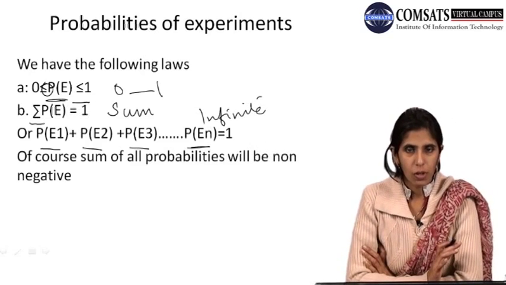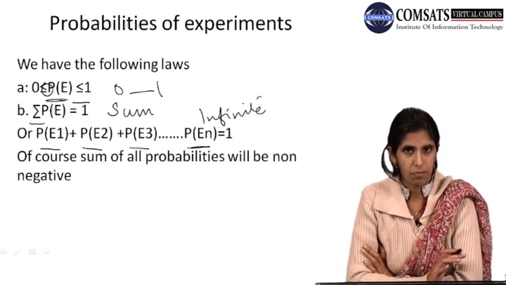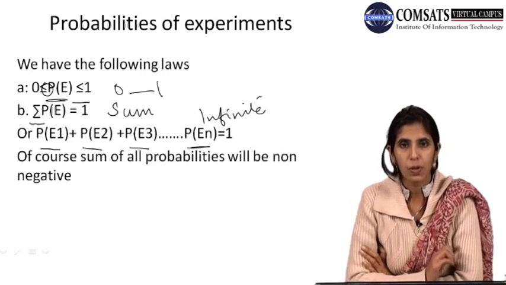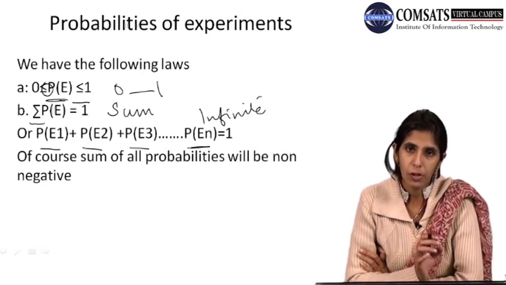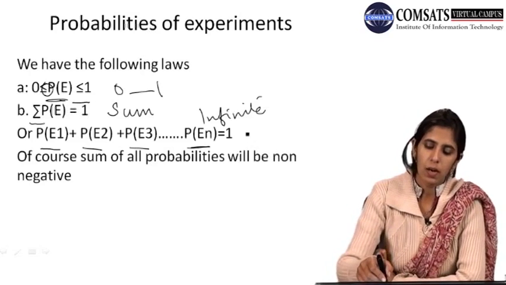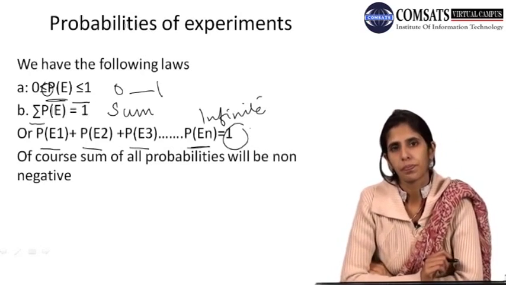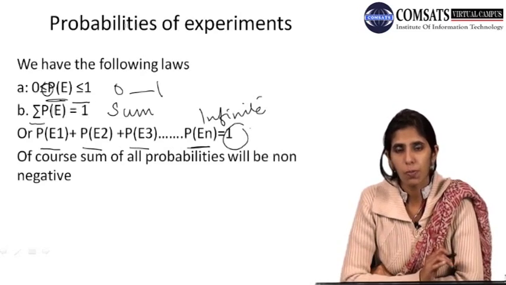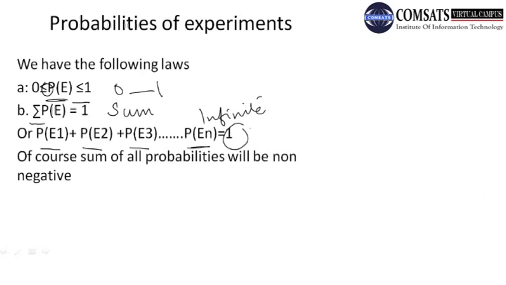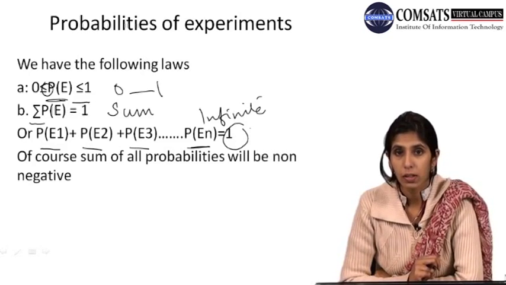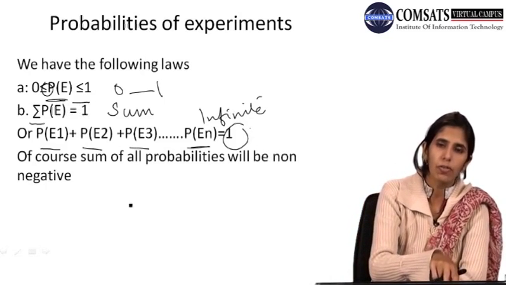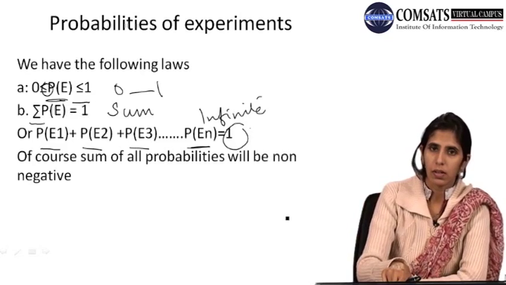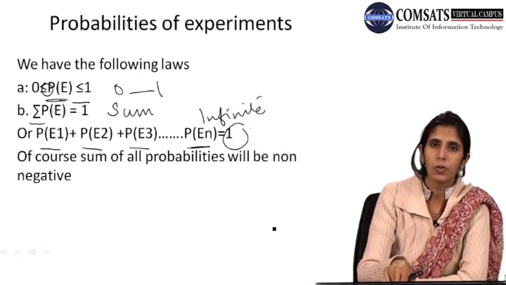For an infinite number of events, when you combine the probabilities, probability of event 1 plus probability of event 2 plus probability of event 3, and so on till probability of event n, the outcome will be equal to 1, because probability can never exceed 1. Of course, the sum of all probabilities will be non-negative as well. This will never generate a negative result, because the probability of any event from 1 to n will never be a negative value.